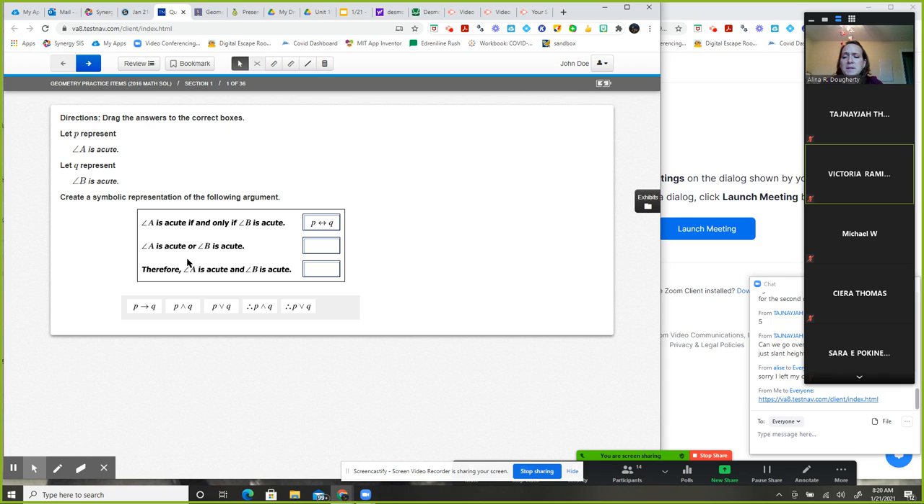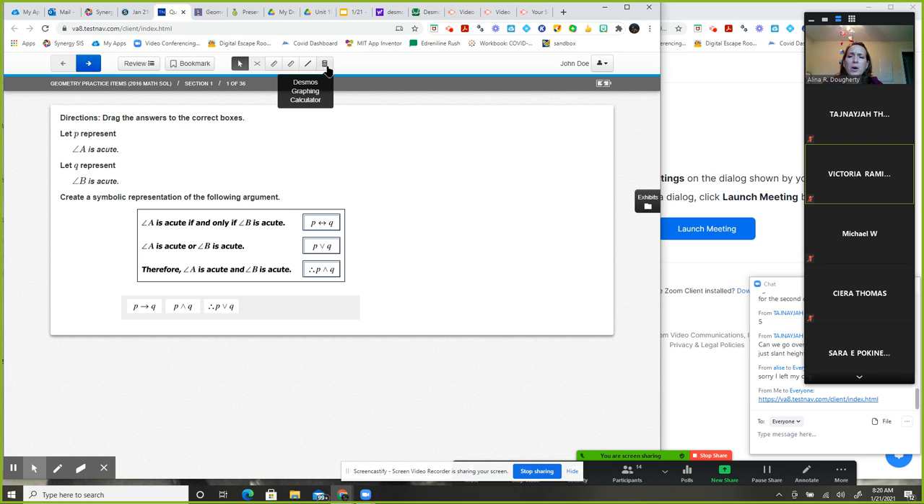The or is the ice cream cone. So we definitely need this one. The and is the V, right? And therefore is the 3 dots. So we need the 3 dots and the and, right? Just practice the drag and drops.